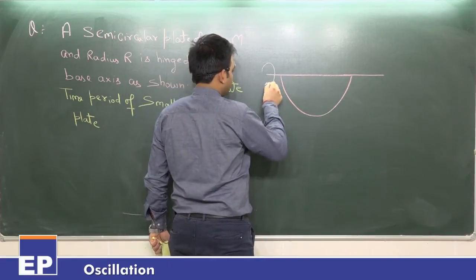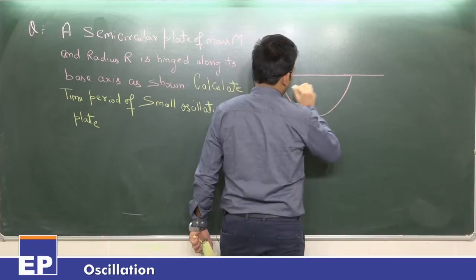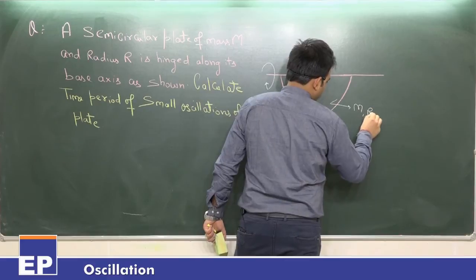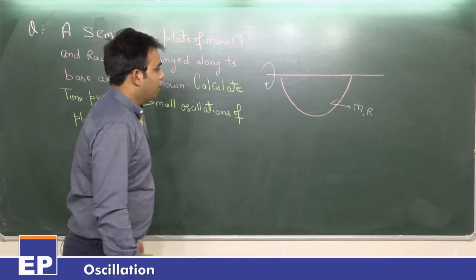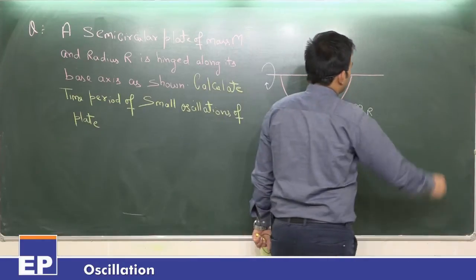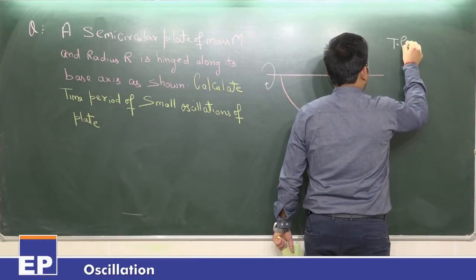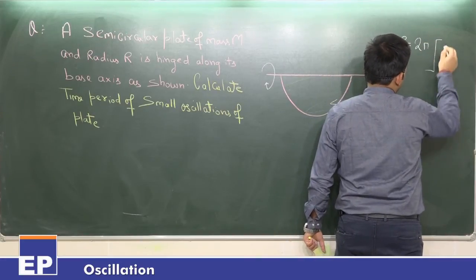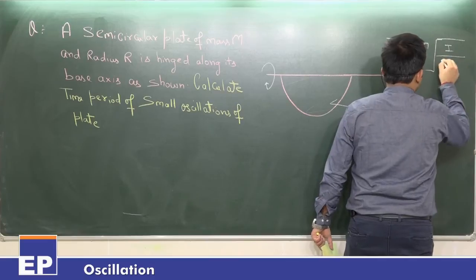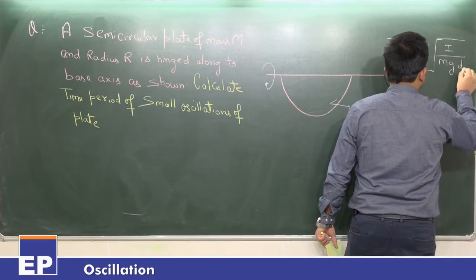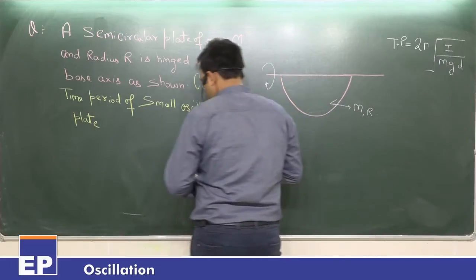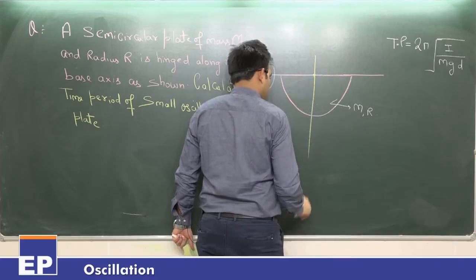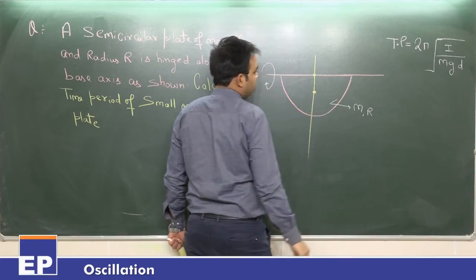It is a disc having mass m and radius r. If it is rotating like this, it acts as a compound pendulum. The time period of a compound pendulum is 2 pi under root of I by mg d, where d is the distance between the center of mass and the hinged point, the suspension point. This is the suspension point, and this is the center of mass.